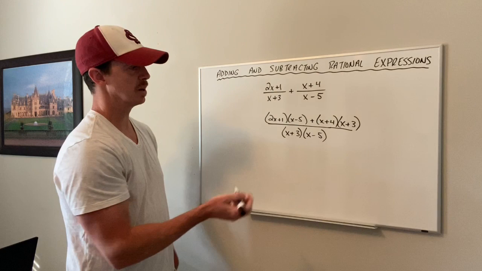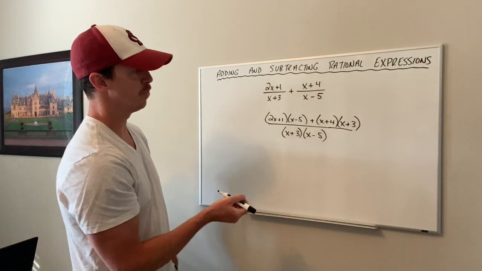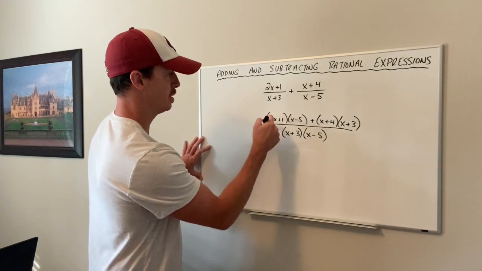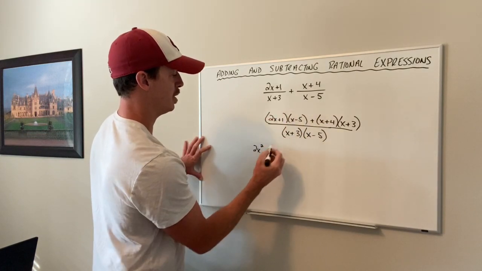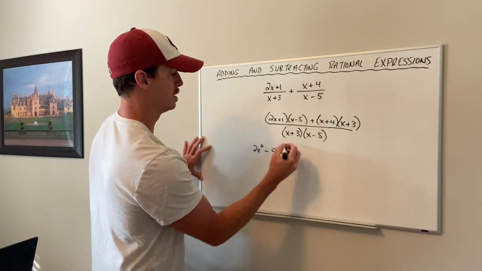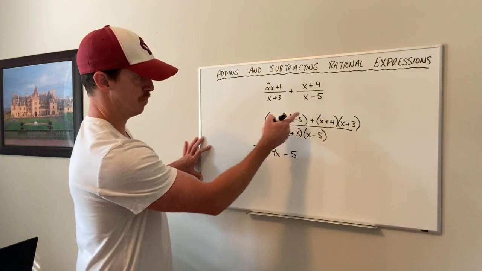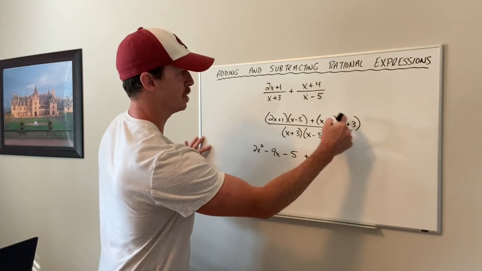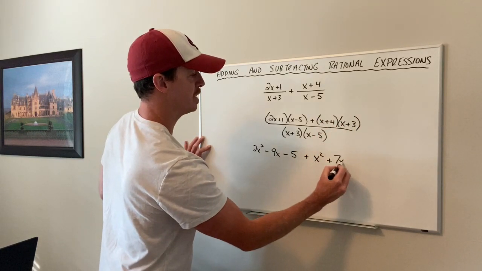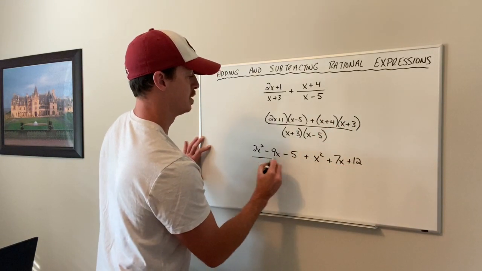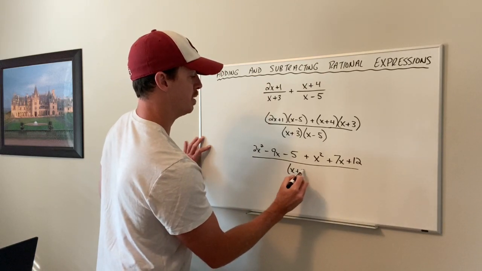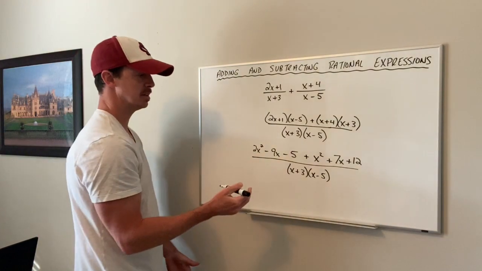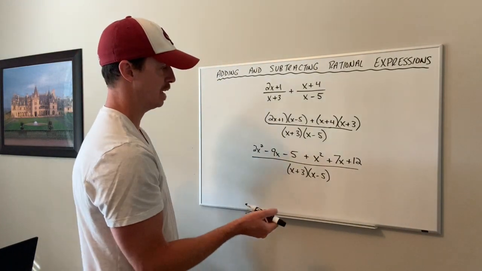Now this one's a little bit annoying because now we got to do some FOIL, but that's okay. 2x times x would be 2x squared. Then this would be -10x plus 1x, that's minus 9x, minus 5, that's that first one. Then we got x squared plus 3x plus 4x, that would be plus 7x plus 12. Don't worry about multiplying the denominator out, we can just leave it like that. As a matter of fact, you want to leave it like that because there's a chance that we might get to the end and have more stuff cancel.